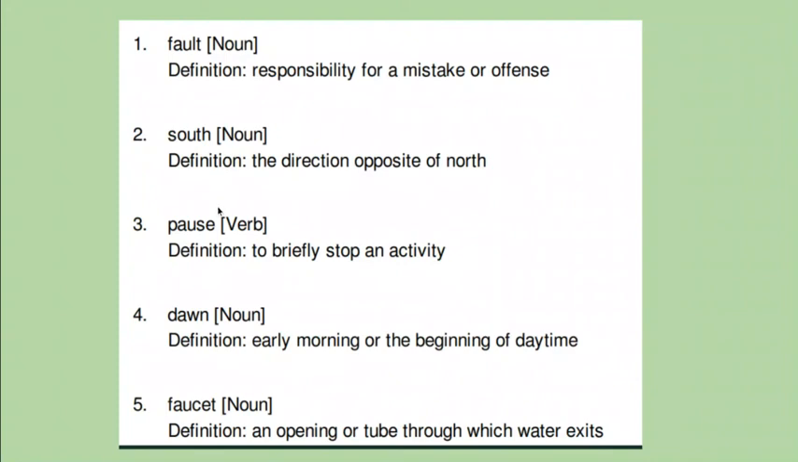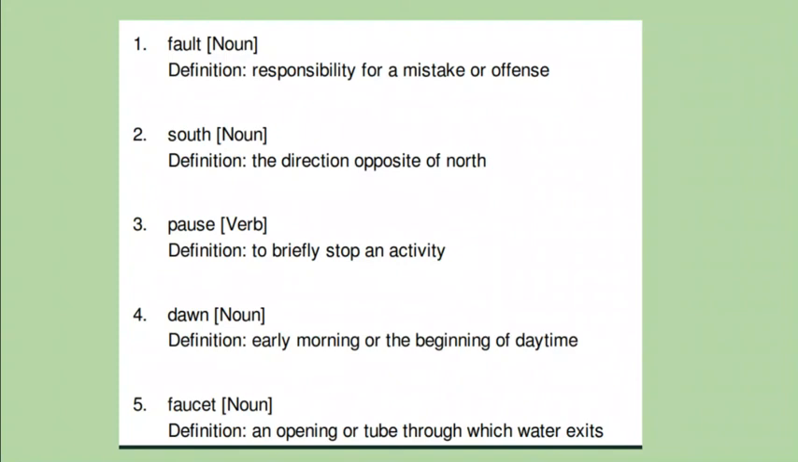Your next word is to pause. To pause is a verb, and that means to briefly stop an activity. So in class, we might have said, okay, everybody pause what you're doing really quickly to listen to some more directions. Pause. Your next word is dawn. If you've been awake in the early mornings when the sun is just starting to rise, that's called dawn, the very beginning of daytime. And in this one, you can see that pairing of letters AW is making that ah sound.